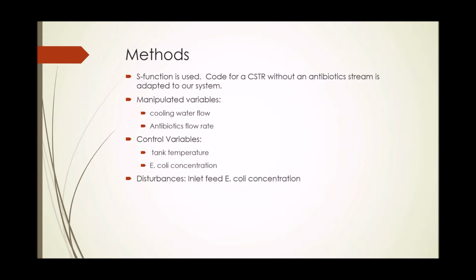To model the growth of E. coli in a CSTR, we actually adapted an existing model that was already modeling yeast and producing ethanol in the CSTR. And the previous model had a control variable of tank temperature because the reaction is exothermic. And to manipulate that, they used cooling water. So for our model, we put in the E. coli material balance, and then to manipulate that, we added an antibiotic flow rate into the CSTR.